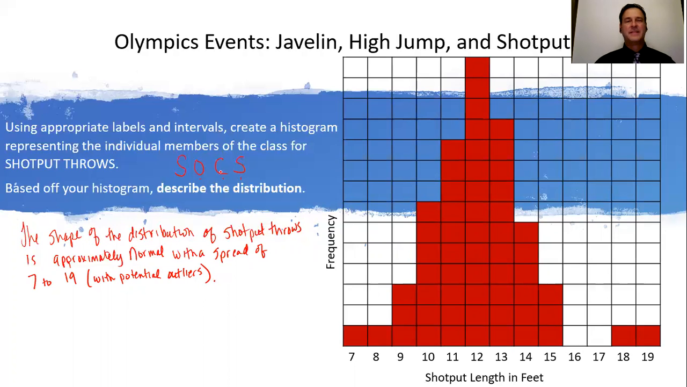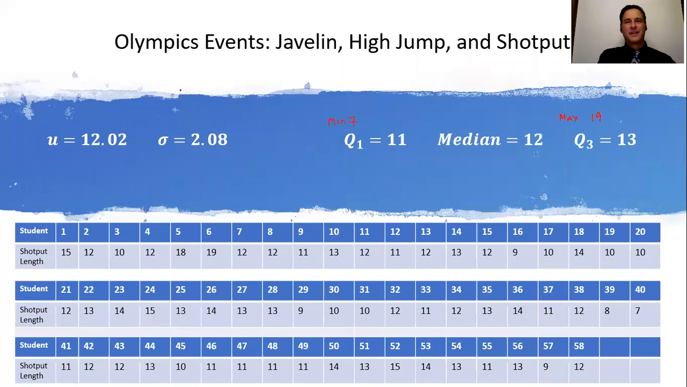The center, we actually showed in a previous slide. With the 5-number summary, it was 12, so the center is 12. And we'll see if we have any outliers. I'm going to go back a couple slides just so you can see. You can see the median is 12. We just talked about that. Q1 was 11 and Q3 is 13.